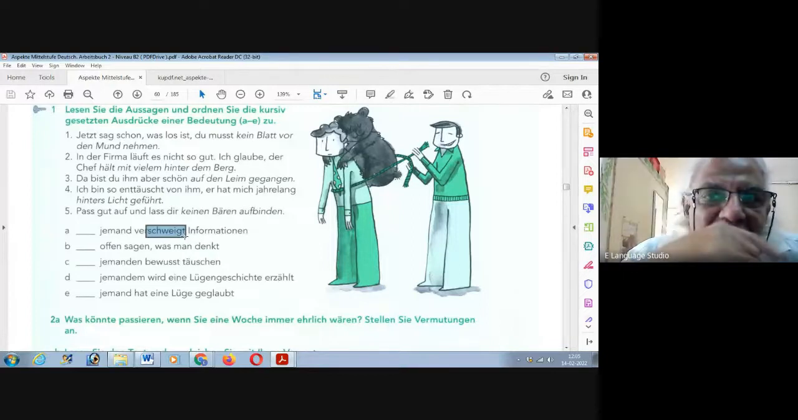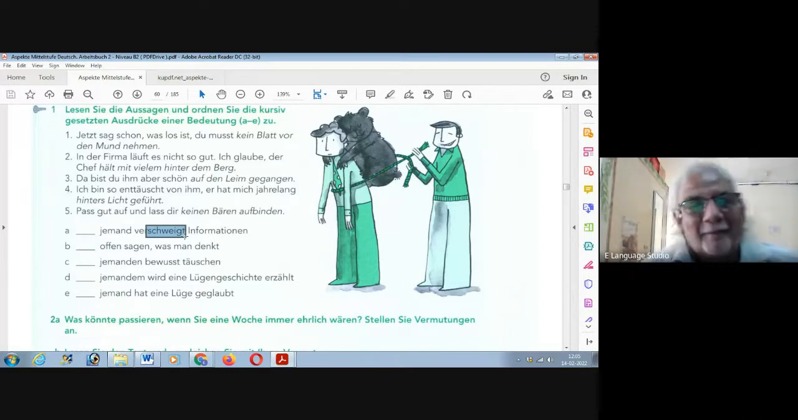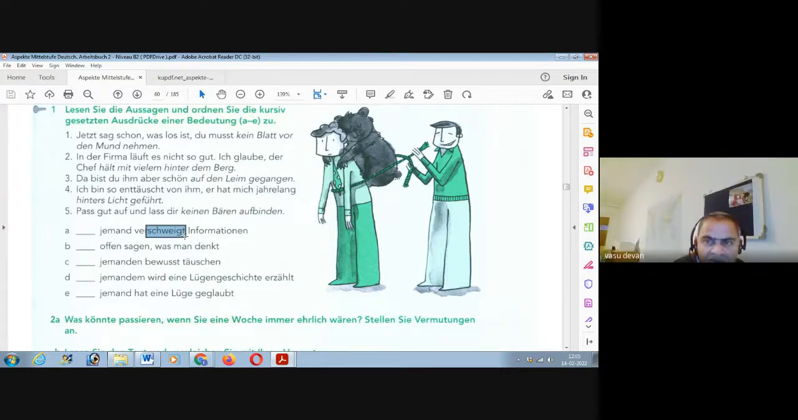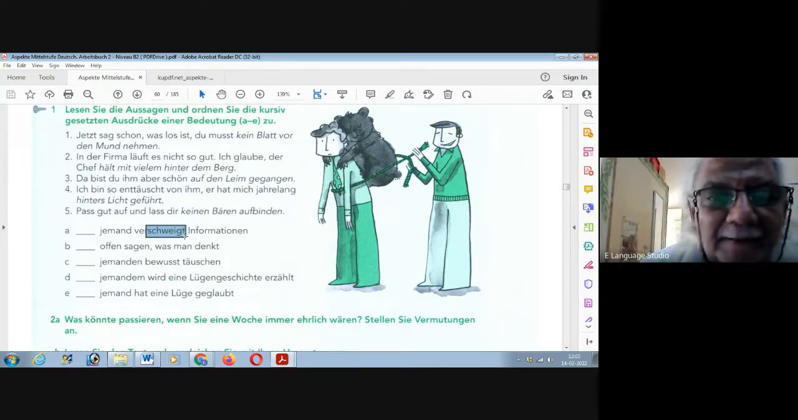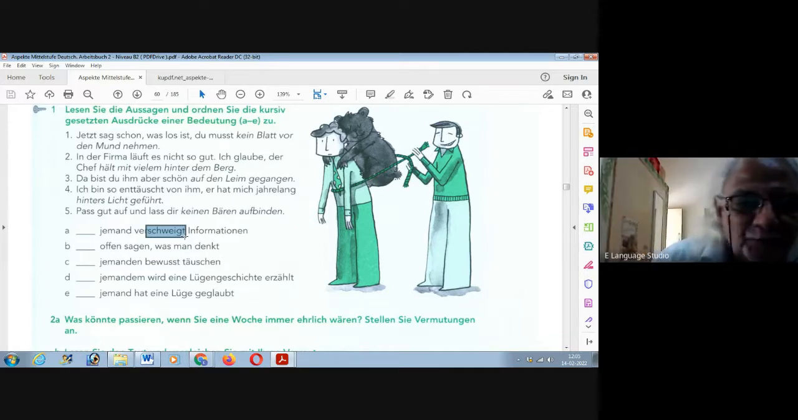So bekommst du die Information oder bekommst du keine Information? Nein. Verschweigen, wir benutzen ver. Es ist ein Gegenwort. Normalerweise, Kushi, das ist ein Antonym, negativ. So somebody is hiding information from you. So which one fits here? 1, 2, 3, 4, 5.